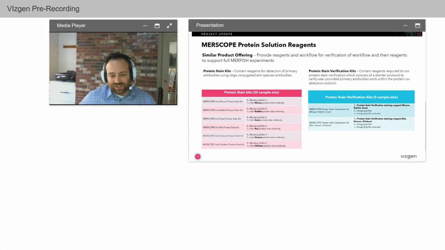These protein stain verification kits come in pack sizes of 5. We have 2 of these. So we have a mouse, rabbit, and goat protein stain verification kit and a rat, human, and chicken verification kit. You can do verification of 1 antibody or 2 or 3. They just have to be within this grouping. So in a similar sense here, we're giving researchers a way to first verify before moving into a full experiment, which is important.